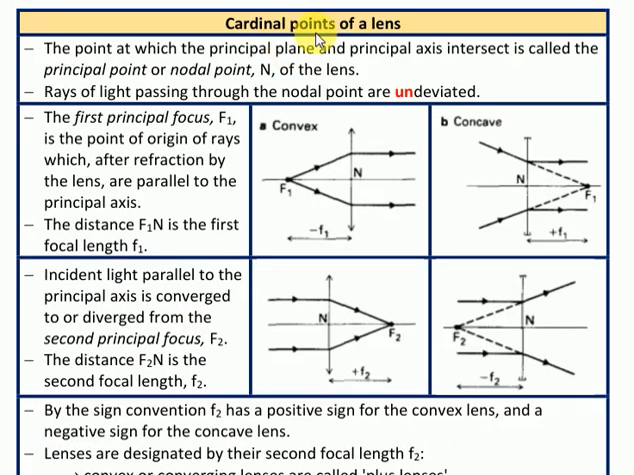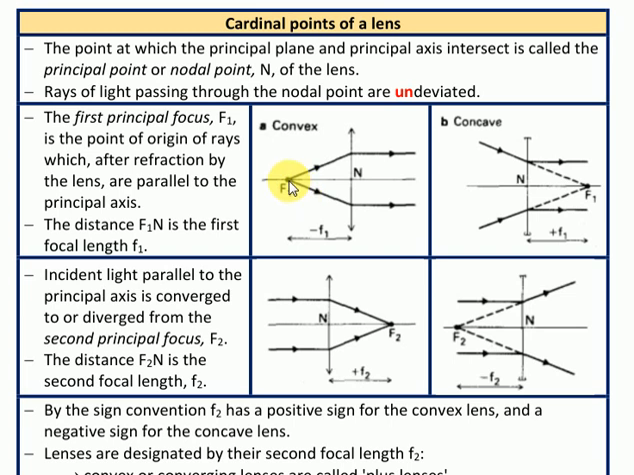Cardinal points of a lens. The point at which the principal plane and the principal axis intersect is called the principal point or nodal point. Here you can see this is represented by capital N. At this point, this is known as nodal point or principal point. Rays of light passing through the nodal point are undeviated.